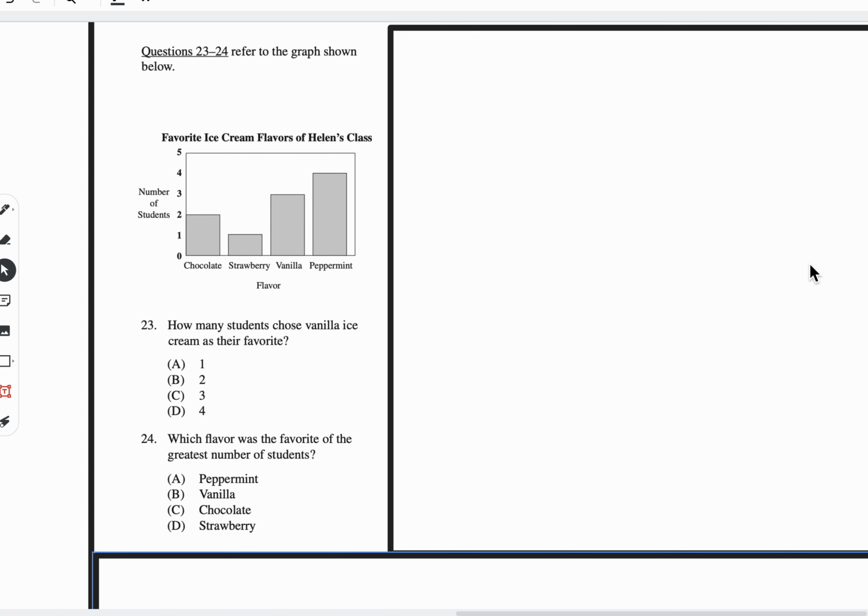Let's take a look here at numbers 23 through 24, where we will refer to the graph shown below. We have favorite ice cream flavors of Helen's class, the number of students on our y-axis, and the flavors on our x-axis. Flavor. Now 23 asks how many students chose vanilla ice cream as their favorite. We'll use the graph here to find the number of students who chose vanilla ice cream as their favorite.